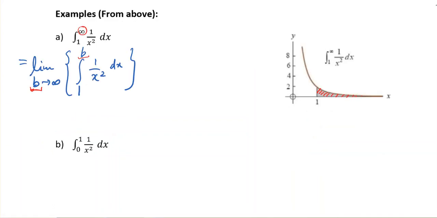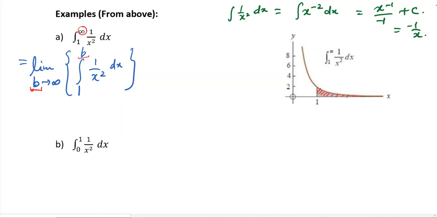And now we solve this integral. Let's see what's the integral of 1 over x squared dx. We know that the integral of 1 over x squared means x raised to the power negative 2. So increase the power by 1 and divide by the new power, plus c. So the integral becomes negative 1 over x. I'm just going to rewrite that here. So we get limit as b approaches positive infinity of the integral, which is negative 1 over x, with the limits of integration from 1 to b.